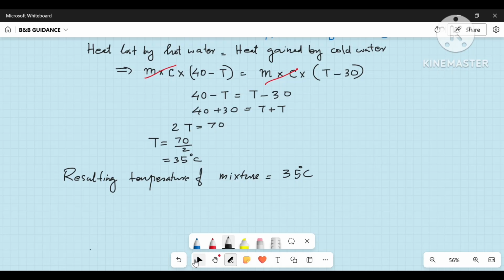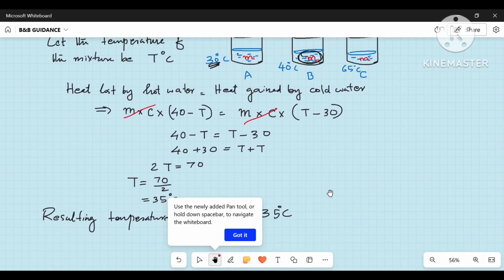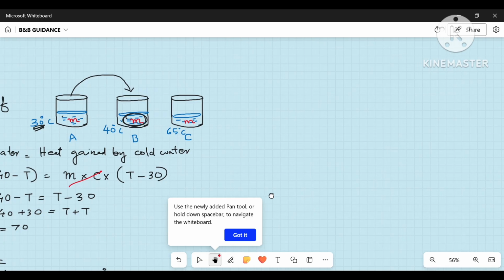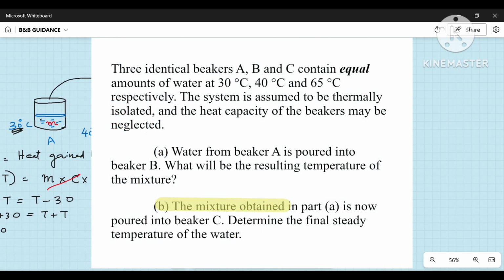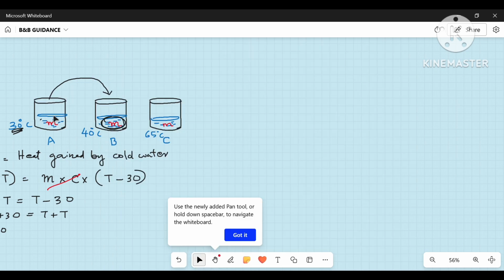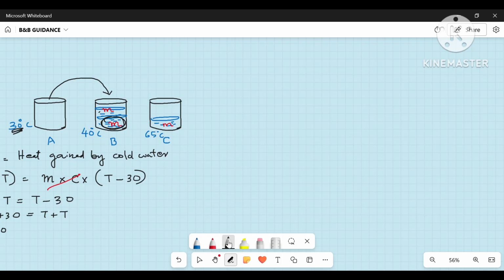Well, let us go for the second part of the question. In the second part of the question, it says that the mixture obtained in part A is now poured into beaker C. So this water was already taken into this, right? Well, everything is here now. And now they say that this mixture is added to this C. Okay, second part of the question.